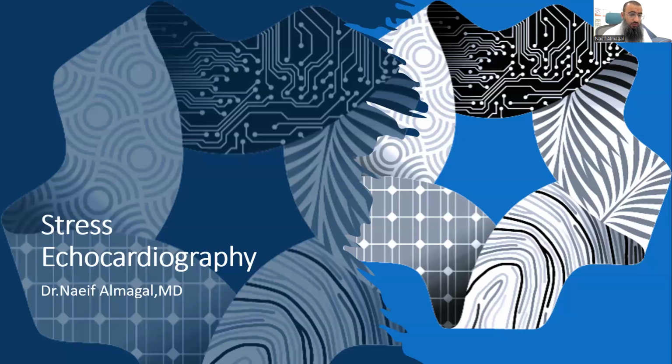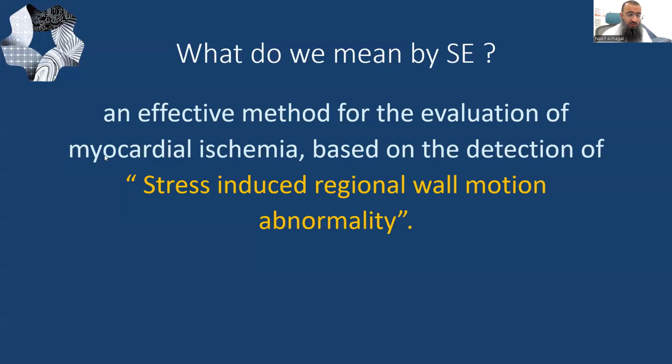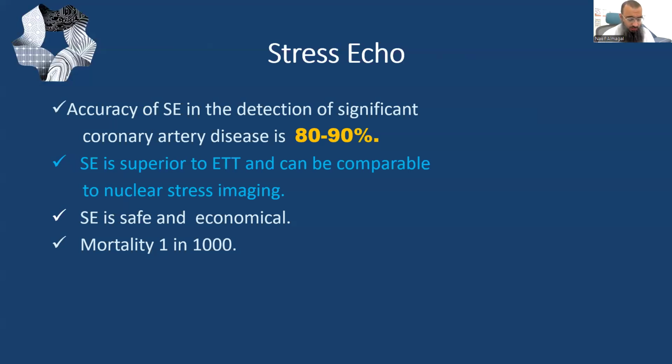So, stress echocardiography is an effective method for the evaluation of myocardial ischemia. This is basically done by detecting any regional wall abnormality that is induced by stress. The data suggest the accuracy of stress echo is about 80 to 90%, and we found it's superior to the exercise stress test in terms of diagnosis. It is very safe, with a mortality of only 1 in 1,000.